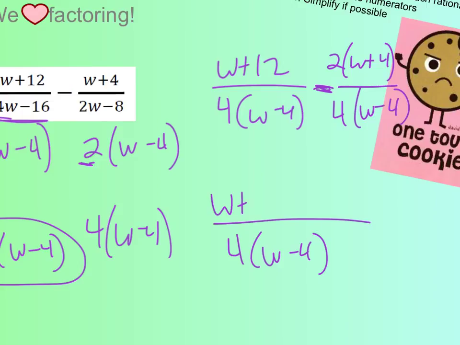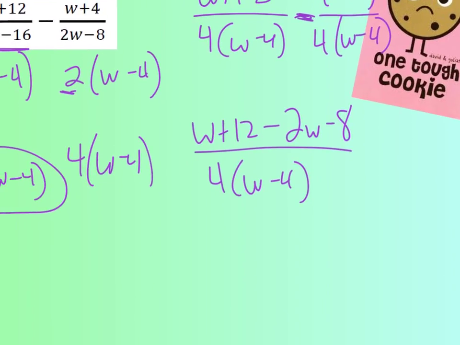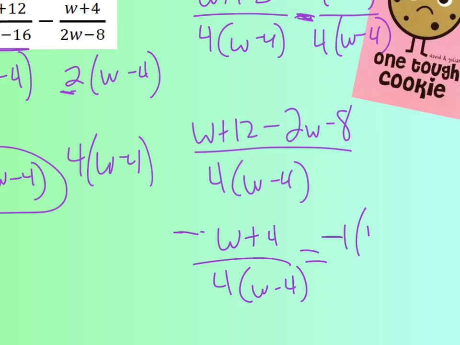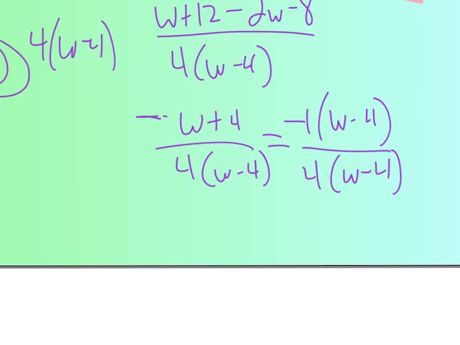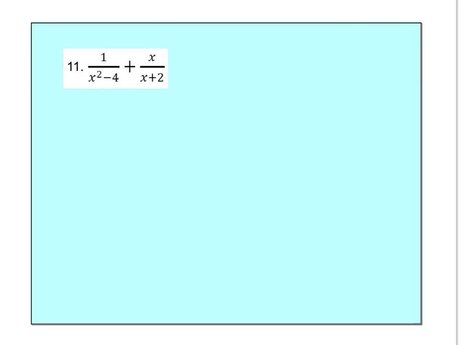On the top, I get w plus 12 minus 2w minus 8. So now I can simplify this. So now I get minus w plus 4 over 4w minus 4. And what I can actually do to be clever is I can pull out a negative 1. And then I've got the same thing on top and bottom. So my final answer becomes a negative 1 over 4 because those cancel out. Good problem. But the important thing is I take all the factors once I factor them and go from there.